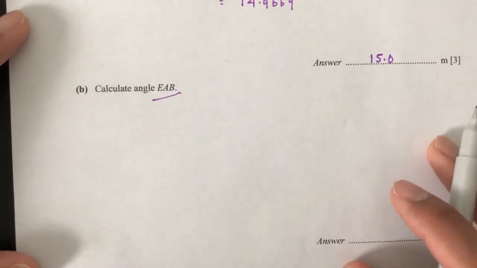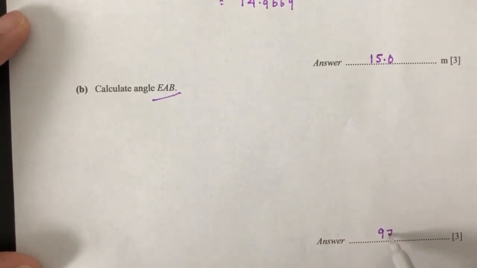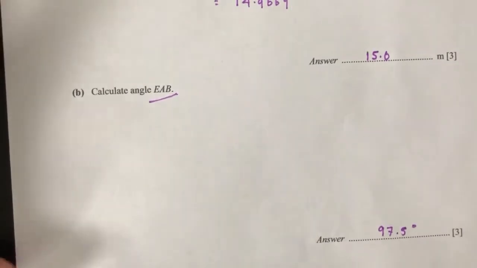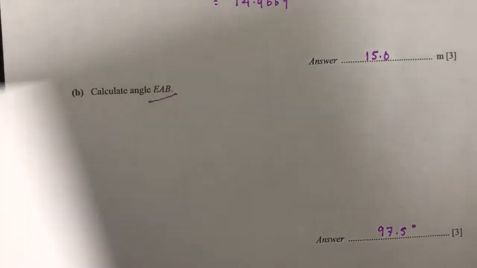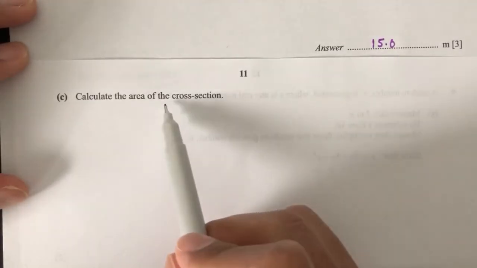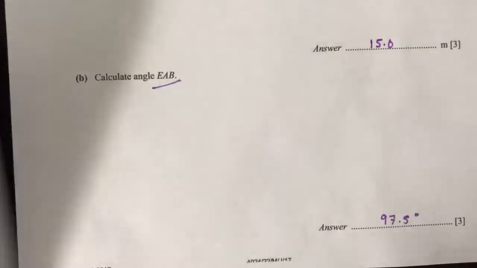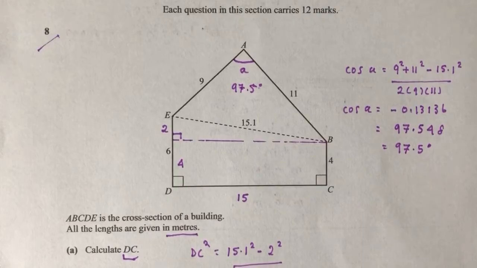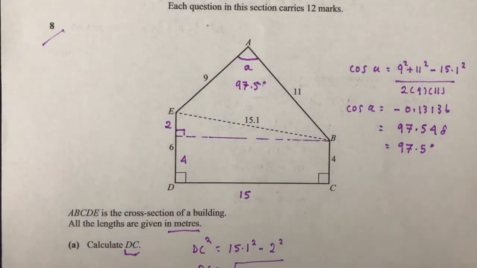This will be angle EAB, 97.5 degrees. Moving on to part C, calculate the area of the cross section. So this one is this whole area here. How do you find this?